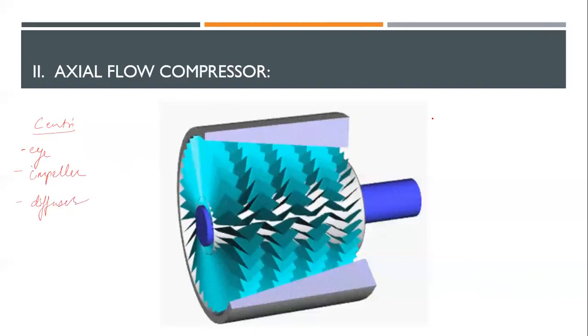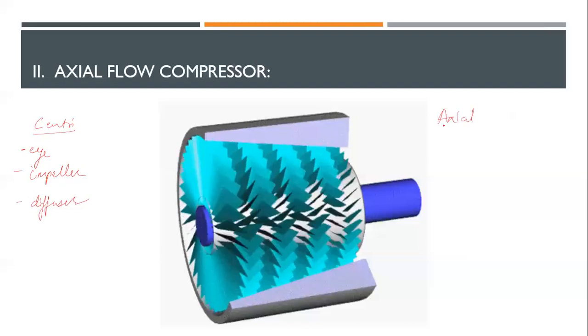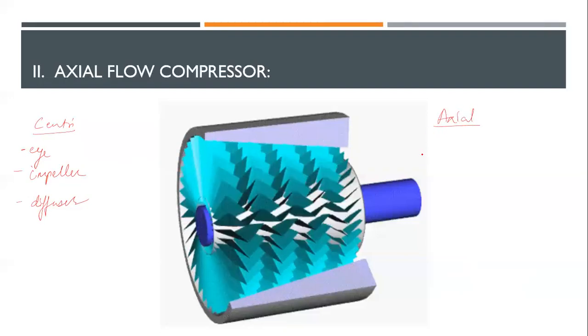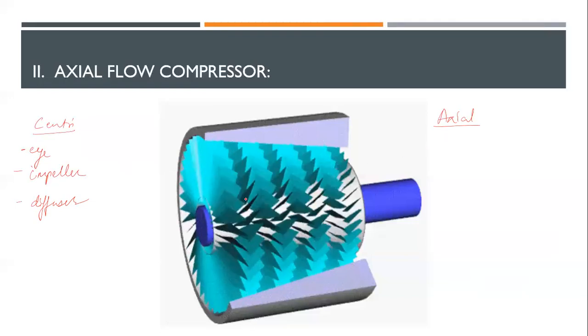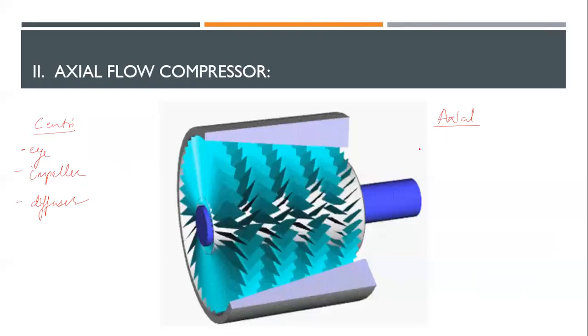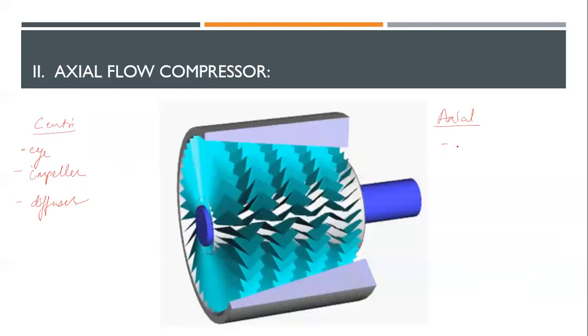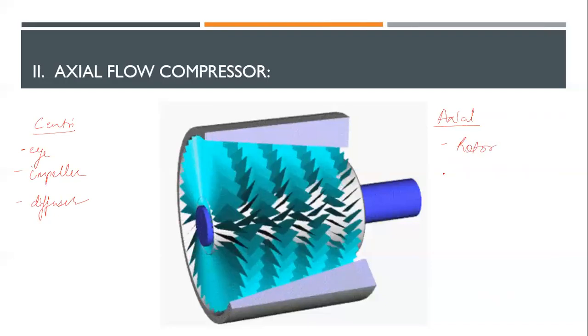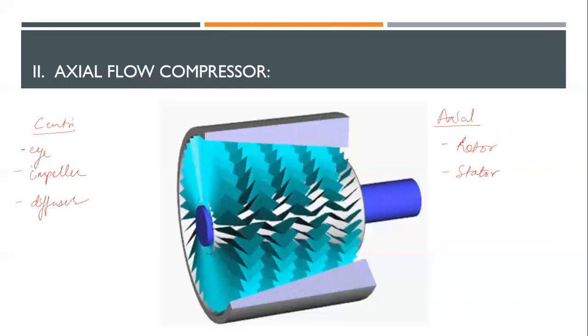Okay, now in this also, axial, we have the same things, but the names are given different. Okay, there is no eye in this. You can introduce the airflow anywhere, it will not matter. But instead of an impeller, you have something called rotor. Then you have stator. Stator plays the role of diffuser and impeller plays the role of rotor, and we'll see how it works.